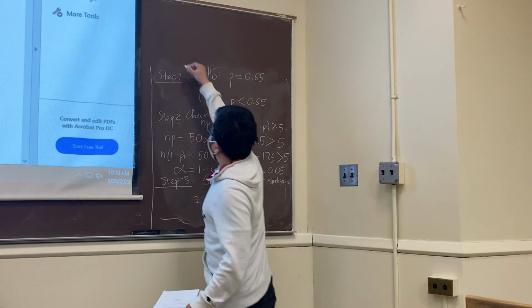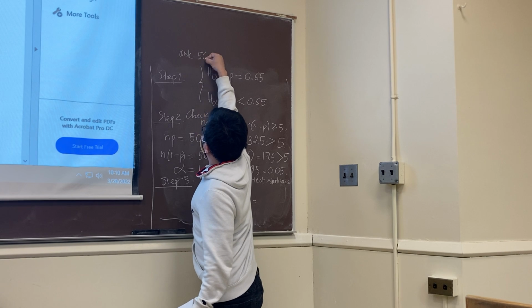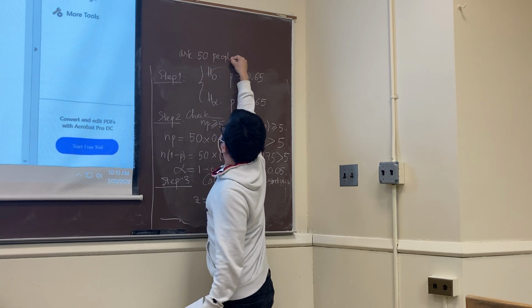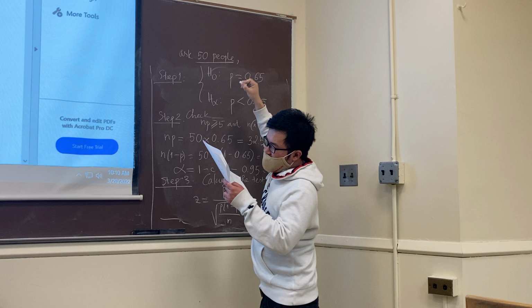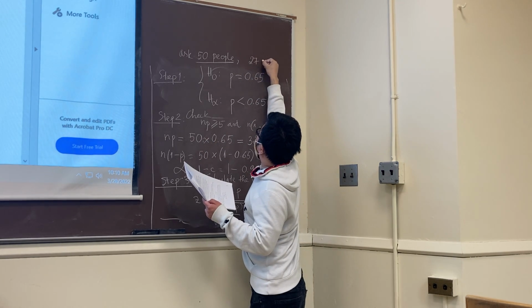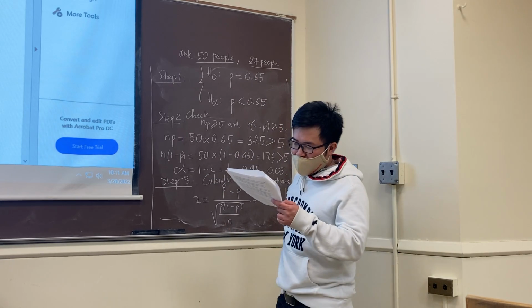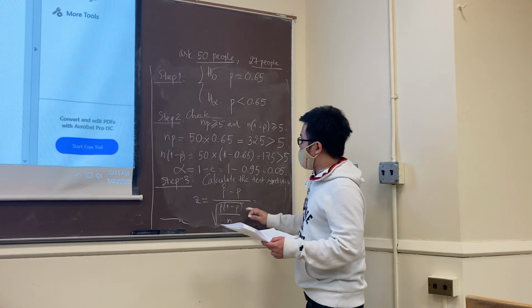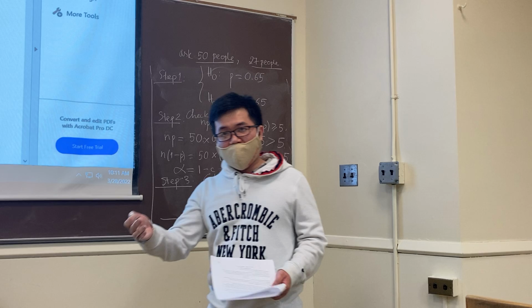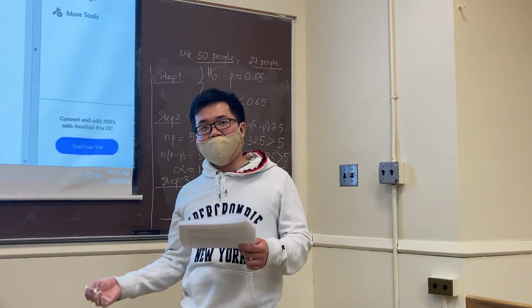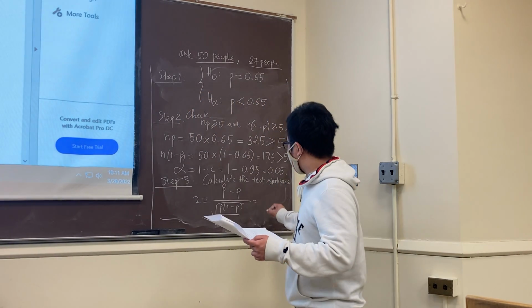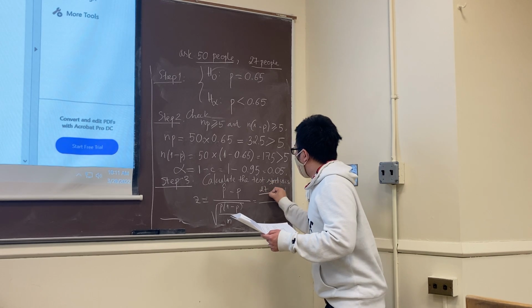They asked 50 people. This is the sample, right? And 27 people said yes. This means that p hat here will be 27 over 50, right? That is the sample proportion, 27 over 50.